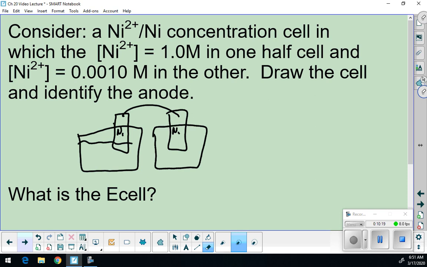Oh, you know what I forgot? Oh, I need my bridge always. Oh man, I've been forgetting my bridge. I wouldn't function without my bridge. So I'm going to call this my 0.0010 molar, and I'm going to call this my 1.0 molar, right?